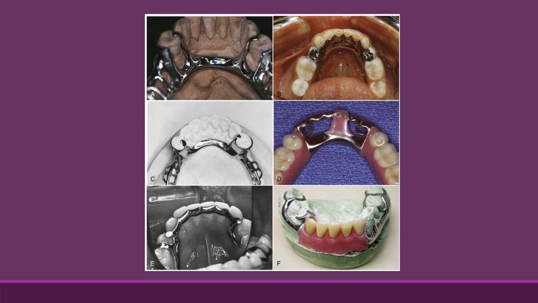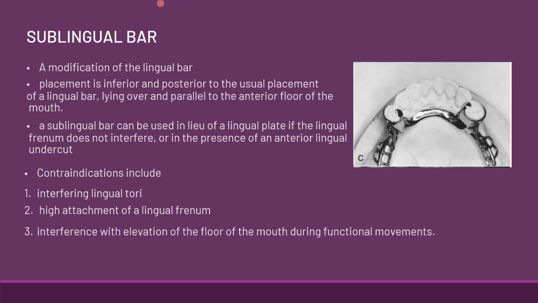Moving on, the sublingual bar is your third type of mandibular major connector. Basically, it's a modification of the lingual bar. It is placed inferiorly and posterior to the usual placement of the lingual bar, and lies over and parallel to the anterior floor of the mouth. This is the anterior area of your mouth, and it lies parallel over the floor of the mouth anteriorly.